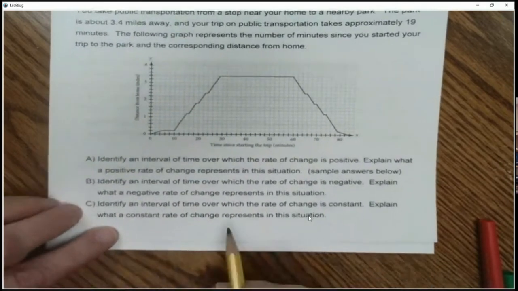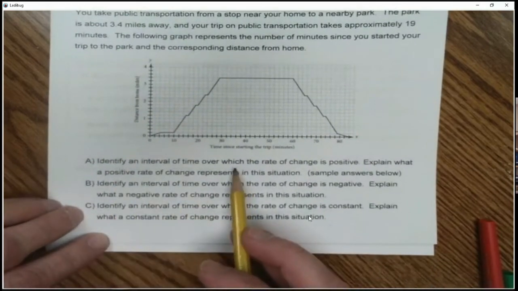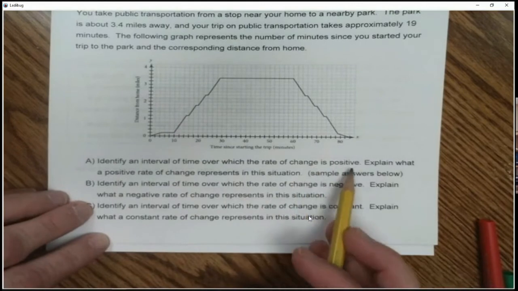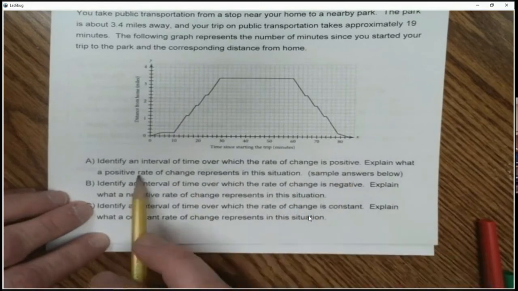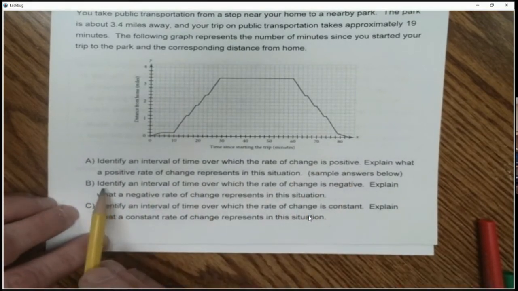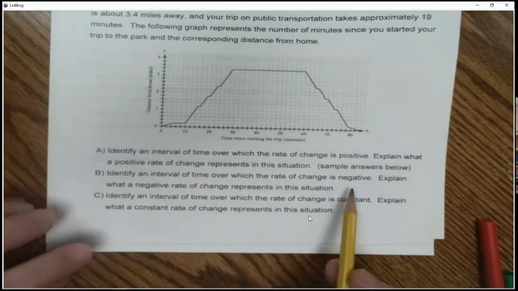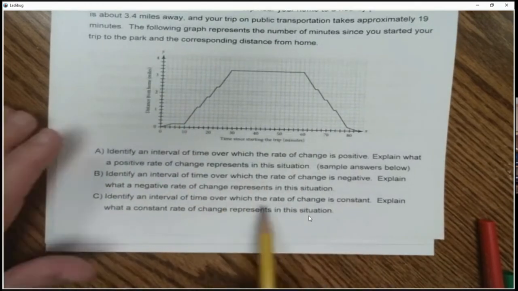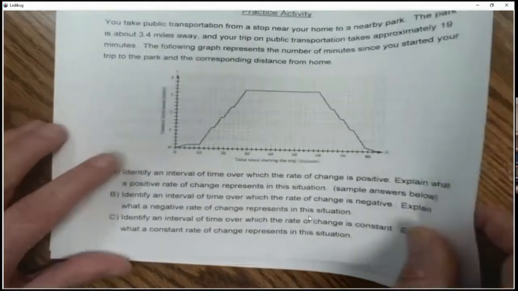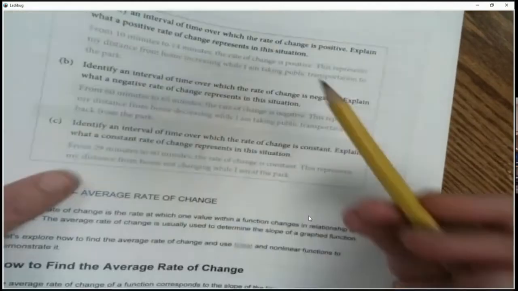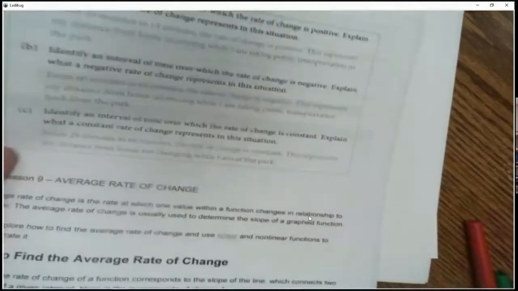So this asks 3 questions. Identify an interval of time over which the rate of change is positive, and explain what that means in the situation. Identify an interval of time in which the rate of change is negative. And what does that mean? And when it's constant. And so you can do that. Then you can check your answers. On the back, I have answers for those 3 questions.